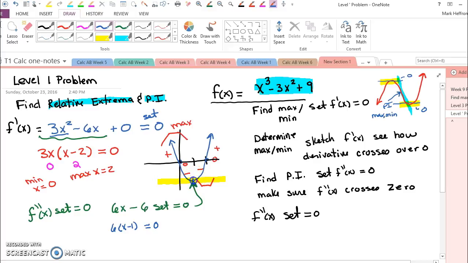It sort of looked like that's where my min would be, and sure enough it is at x equals 1. And I definitely change signs from negative slope to positive slope, so this is a point of inflection. Thinking about it another way, if I graphed 6x minus 6, it would look like this. And I would change from negative to positive, so that means for sure I have a point of inflection at x equals 1. Your PI, your max, your min, you're done.